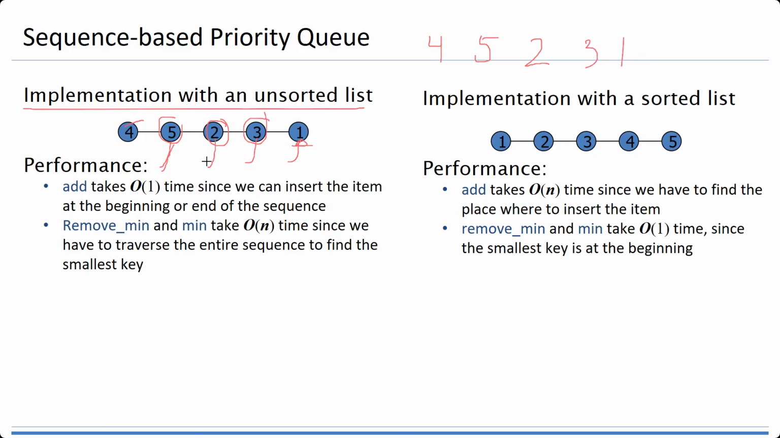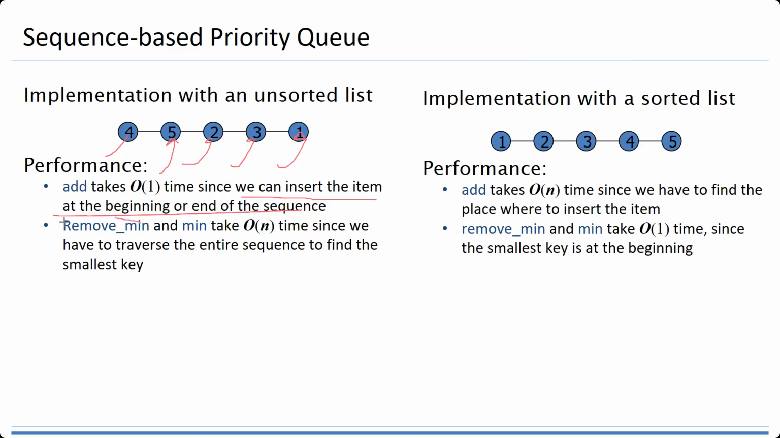When we put this new item at the end of the list, we do the add operation with O(1) time, because every time we have a new value, we put it at the end of the list, since we can insert the item at the beginning or at the end of the sequence.